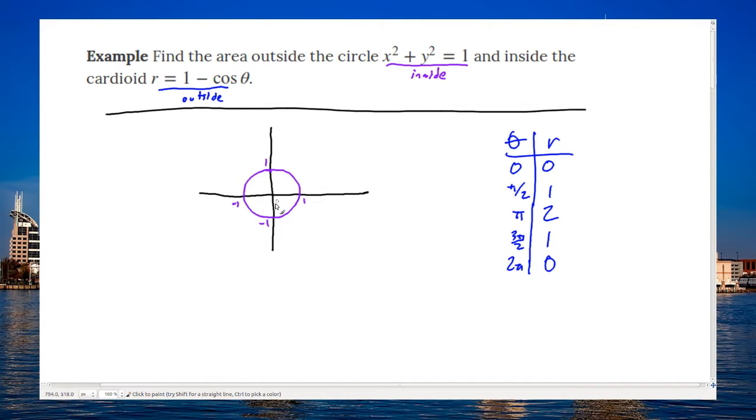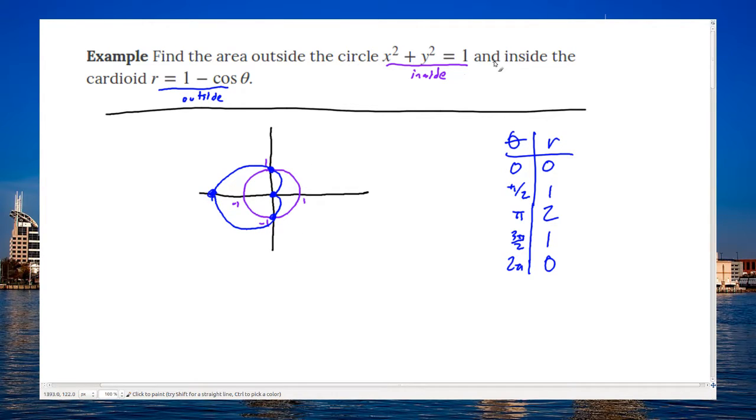So let's plot those. At angle 0, 0. At pi over 2, 1. Looks like this. At pi, we go out 2. And then 3 pi over 2, back down to 1. And then back to 0.